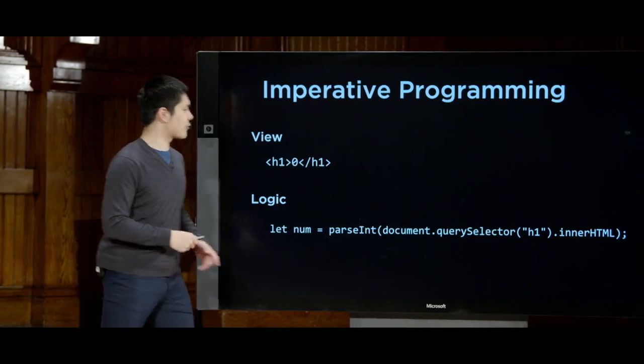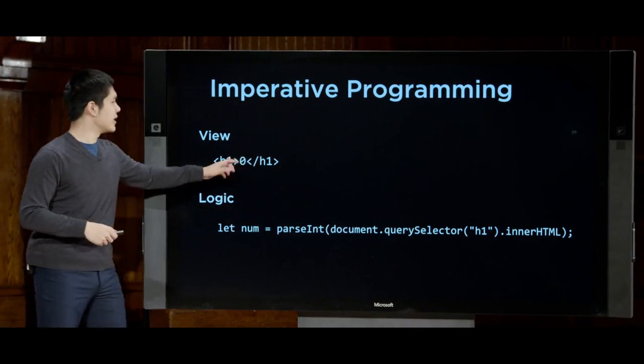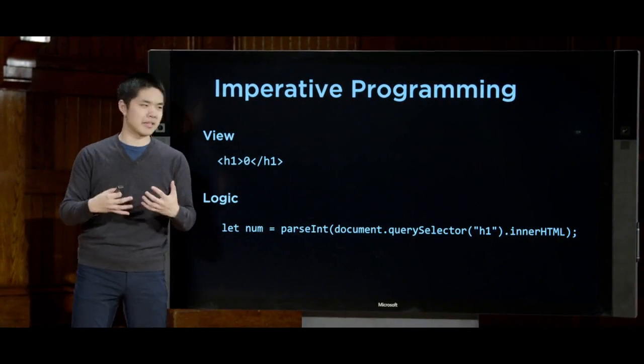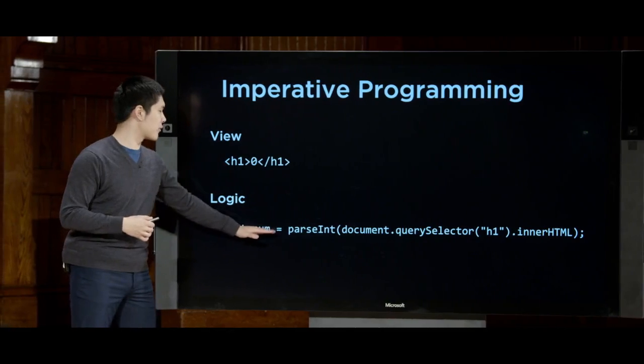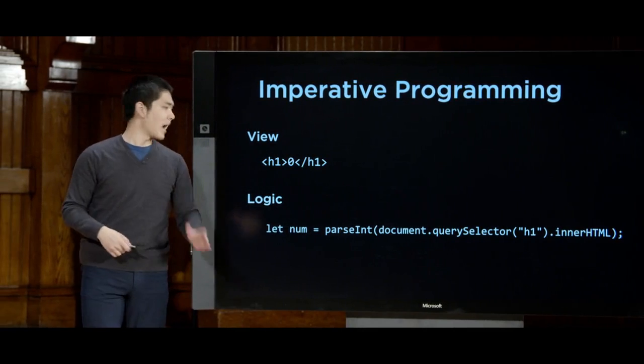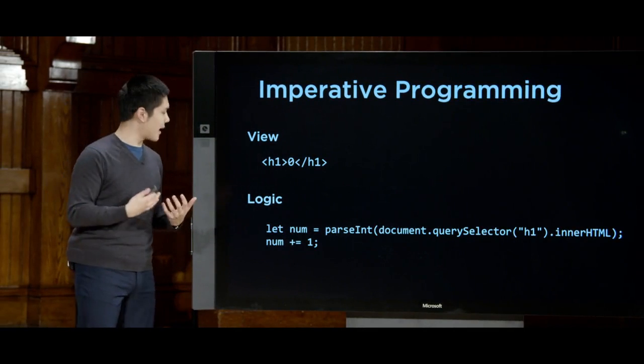It would be like, all right, first document.querySelector('h1') to get that h1 tag, get its innerHTML, parseInt, we'll take the string and convert it into an integer, and we can save that inside of a variable called num, for example. And then after that, if I want to increase it, I would take this variable num and just add 1 to it. num += 1, add 1 to it.